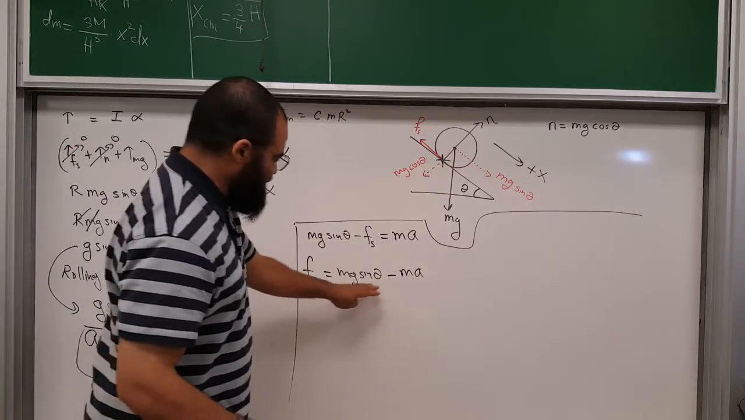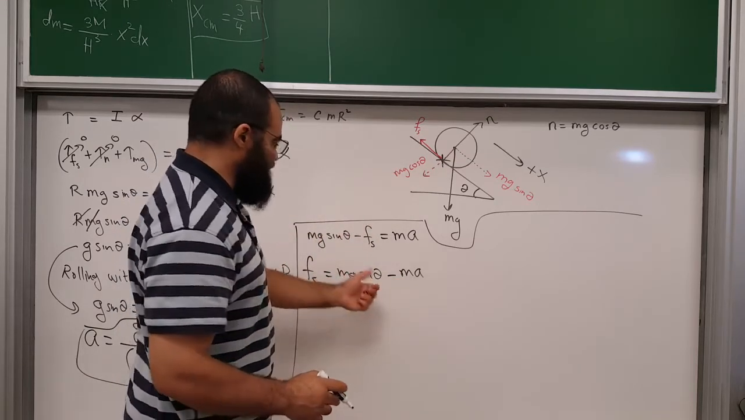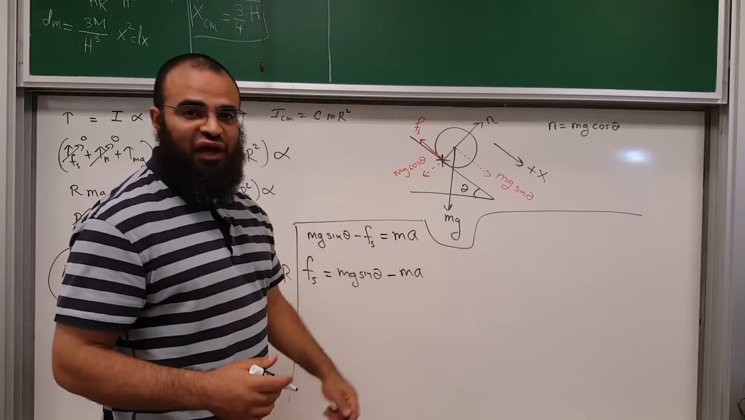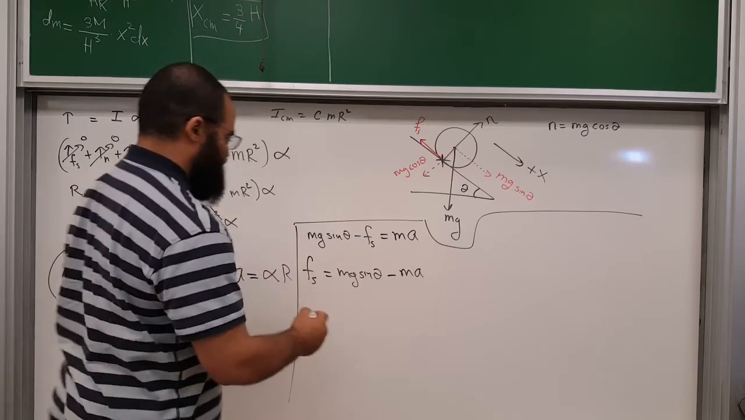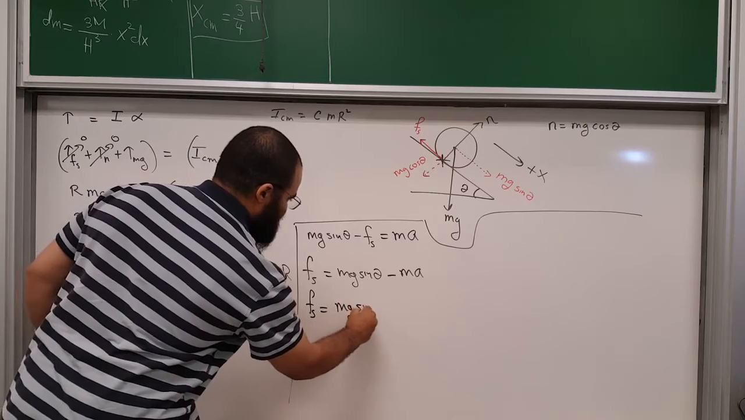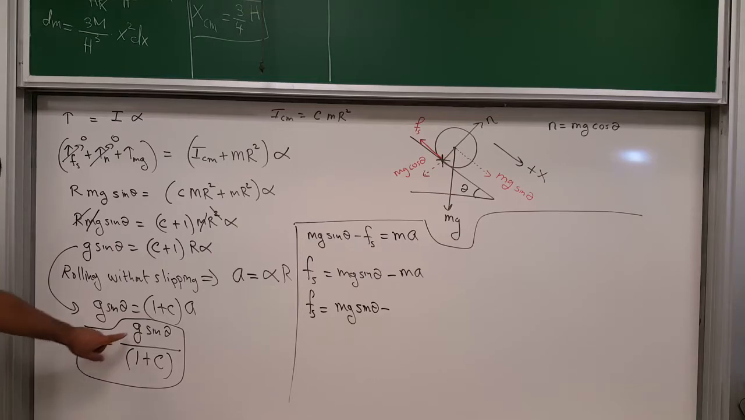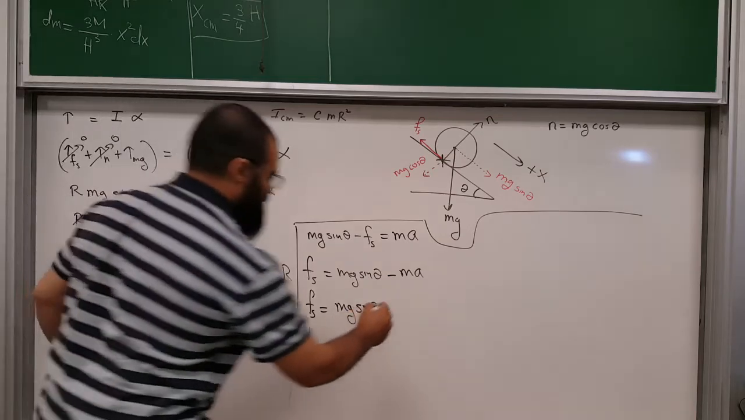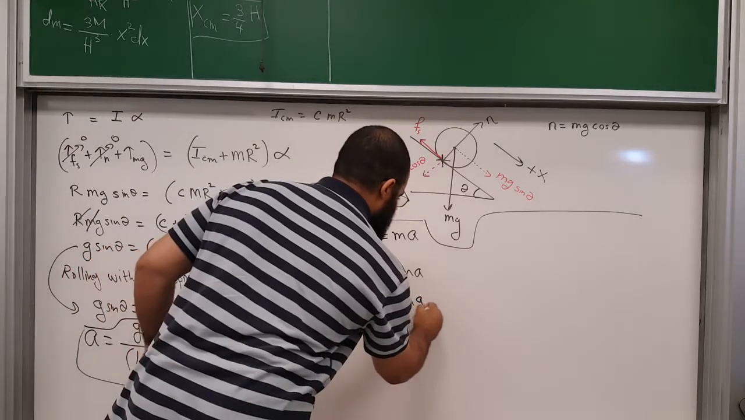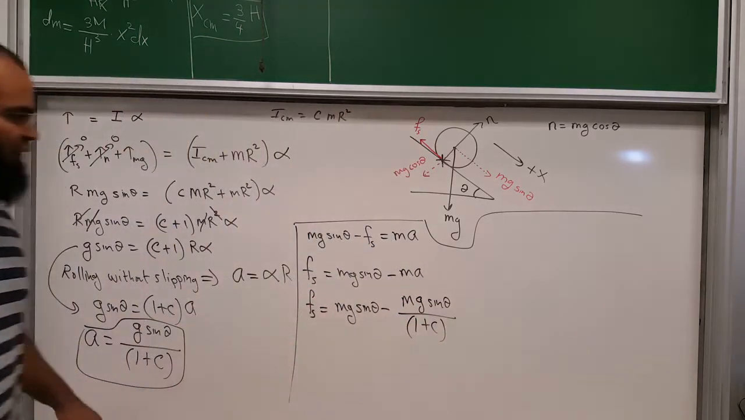So let's see. If mg sine theta minus ma turns out to be positive, then my assumption is correct. If mg sine theta minus ma turns out to be a negative number, it means the friction is actually in the opposite direction to what I have assumed. Let's see what we get. So I get Fs, the force of static friction, equals mg sine theta minus ma. But the acceleration is g sine theta over 1 plus c. So I get m times the acceleration, which is g sine theta over 1 plus c. Now, is this larger than 0 or not?